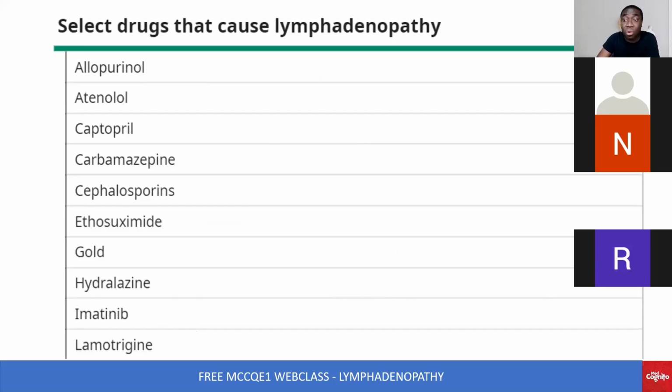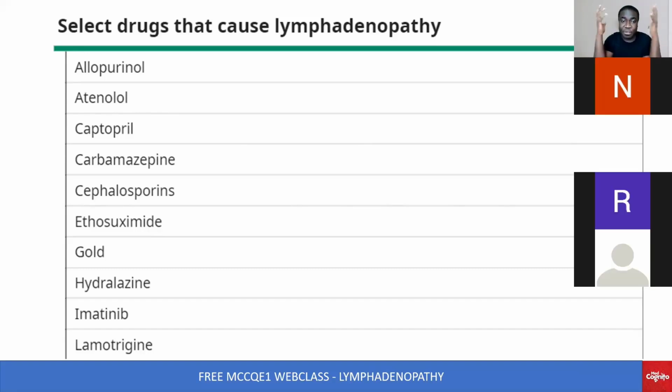So common drugs are common. So allopurinol, atenolol, captopril. So you have to know at least maybe 5 drugs. Because don't forget that the CDM portion, it can either be choose the best 5, or it can be put in the best answer. Because it is not always that you'll be given the option to choose the best 5. What if the question demands that you put in the best answer? So if you have at least some 5 differentials of medications which can cause lymphadenopathy, then you know what to fall onto. So allopurinol, atenolol, captopril, carbamazepine, cephalosporins, ethosuximide.